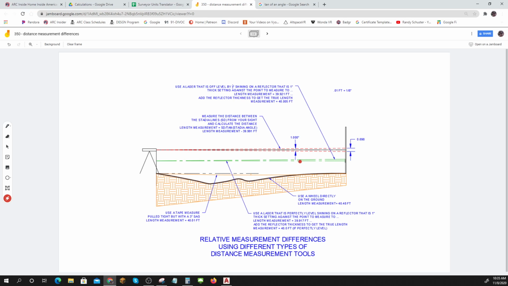Now, there are other methods also. There's LiDAR that works very well. There's sonar that can work very well. But these are the most common ones right here. And then your stadia, which is very good because you don't need to be level. All right, there you go. Those are some of your measurement tools.